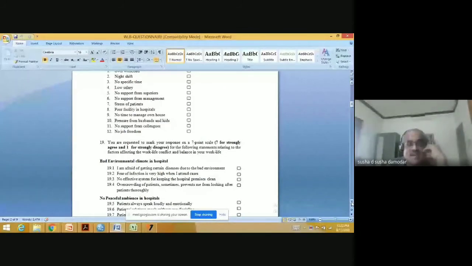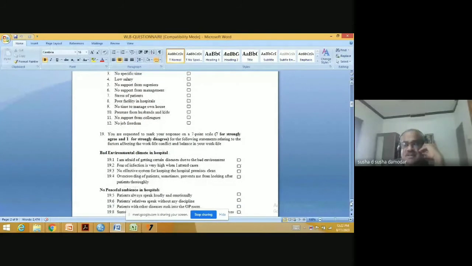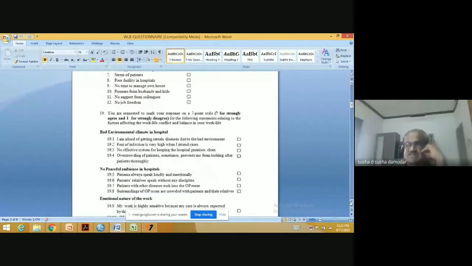What is the first variable here? Bad environmental climate in hospital. No peaceful ambience in hospital. Emotional nature of work, another variable. So many variables affect the work-life balance of the gynecologist. What is the topic here? Work-life balance of women gynecologists. N number of variables affect their work-life balance.